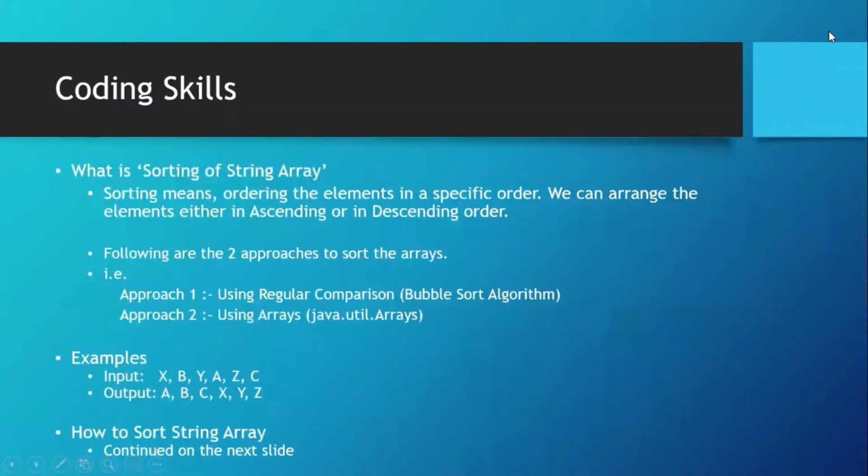What is sorting of string array? Basically, sorting means ordering the elements in a specific order. We can arrange the elements either in ascending or in descending order. Following are the two different approaches to sort the arrays. First approach is using regular comparison, so internally we will be using a bubble sort algorithm. And the next approach is using java.util.Arrays object. If you look at the example which I mentioned here, input is a set of string values in a shuffled order, then the output is in the sorted order as can be seen.